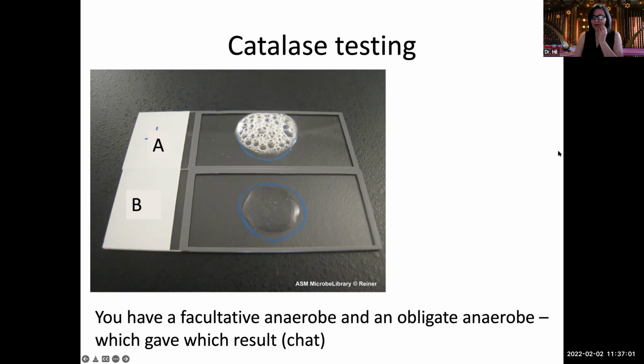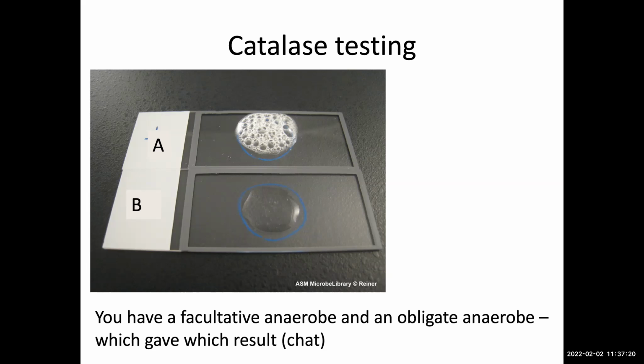What do you know about obligate anaerobes, generally speaking, in terms of their ability to make all these reactive oxygen species defense enzymes? Aria, go ahead. Obligate anaerobes don't do aerobic respiration, so they don't need defenses against oxygen.